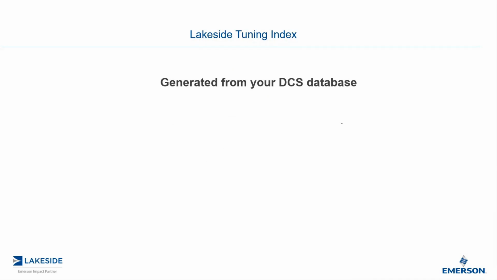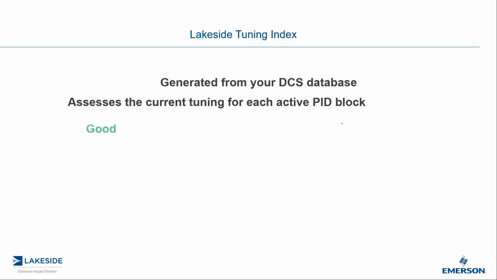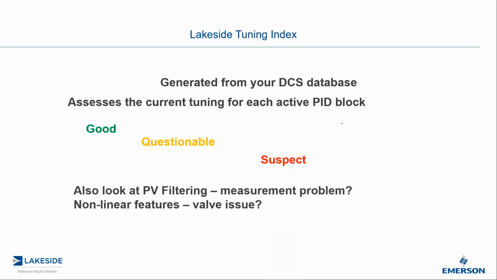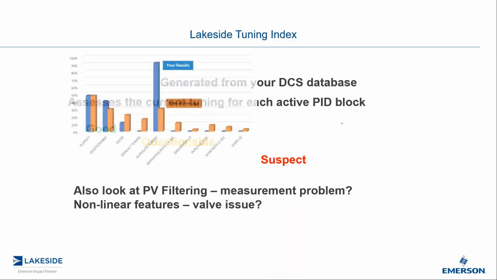So just a bit more about the Lakeside, as I said, it is generated from the Lakeside tuning index, and I rate the tuning from good to questionable to suspect. And I will even develop a dashboard for you. Some things I've talked about also: PV filtering could be an issue of measurement problem, and other nonlinear features such as I-deadband and delta V could indicate a valve-related problem. So here's a dashboard that I would generate. You can see here that the overall average is the orangey red. You've got suspect, questionable, and good.